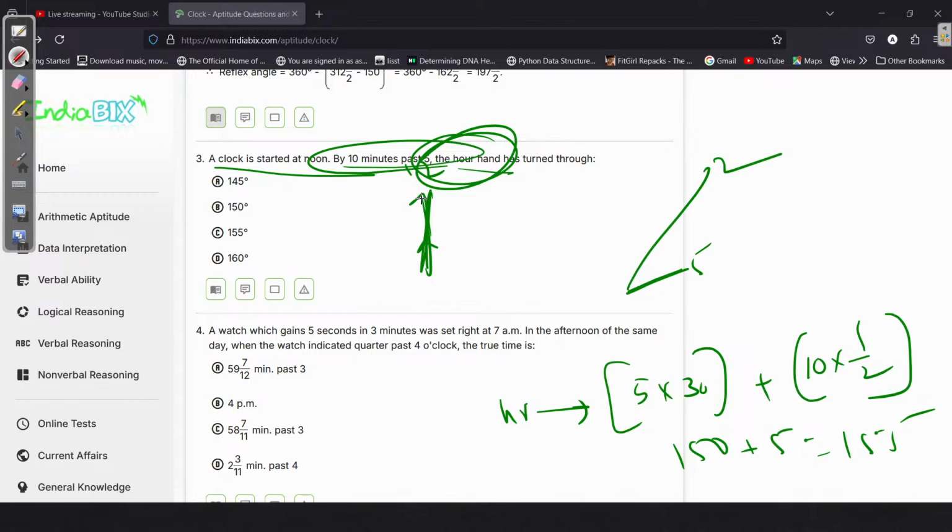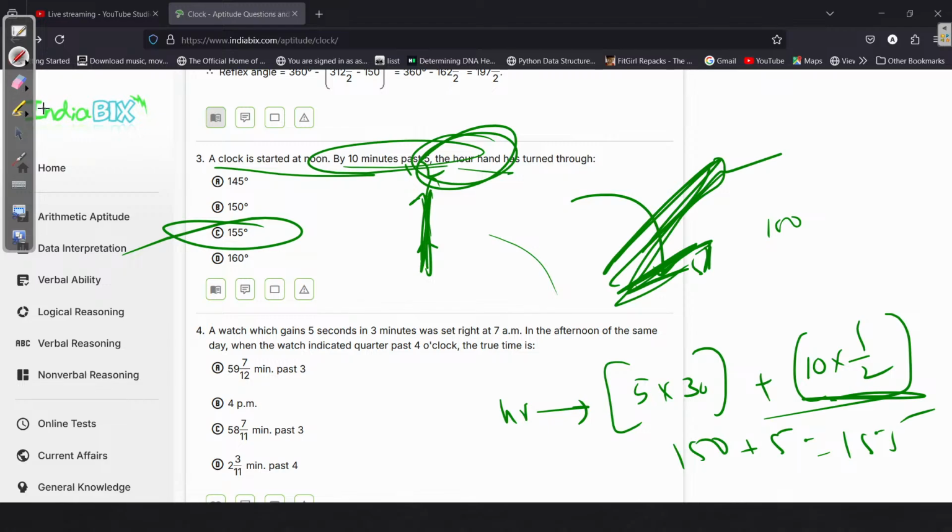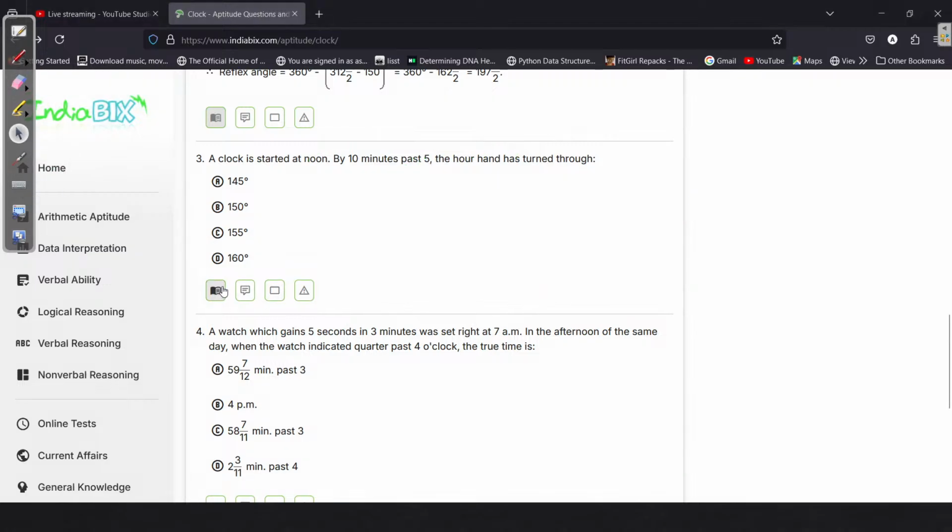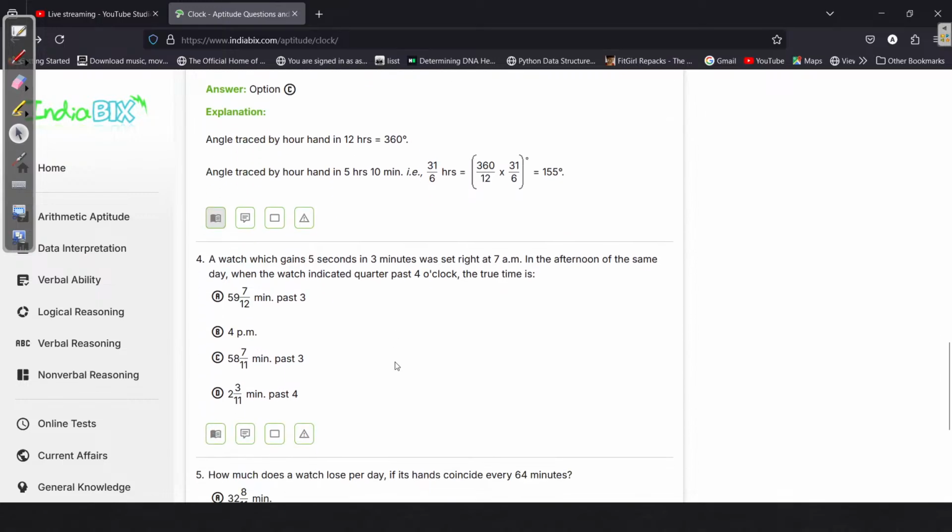Why? Because from 12 o'clock to 5:10, he is just asking how many degrees the hour hand has moved. If it is up to only 5 o'clock, we can say 150. But we have 10 minutes, which means we are going to have some extra angle, that is 10 into half. So the answer is going to be 155. That's it. See, 155. The last and final one.